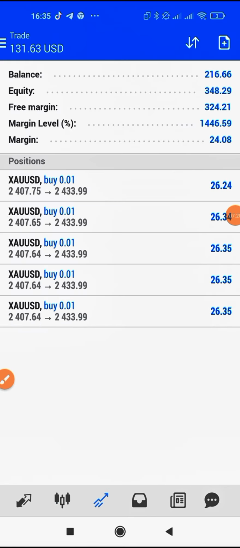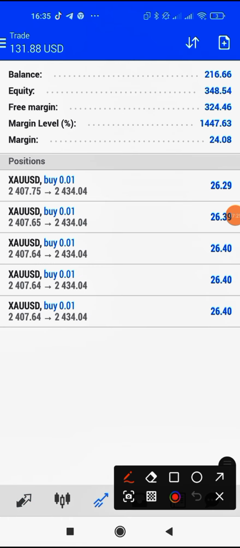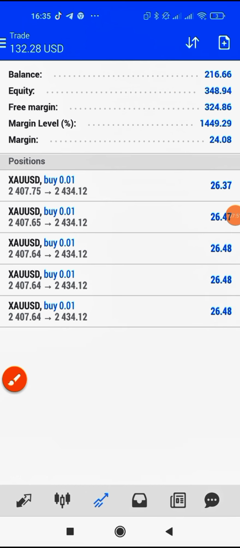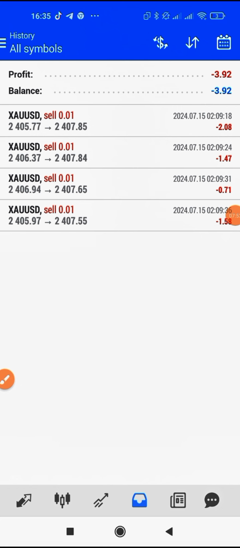Can you see? This is 131, 132, and the capital is $216. That's the current capital on that account. Now I closed a trade on this account early hours of this morning, when the market opened in the middle of the night, around 10:30 or 11 o'clock or so. When I noticed all this analysis, I decided to close a trade on this account. Can you see this? This is $3.92. I closed this trade.